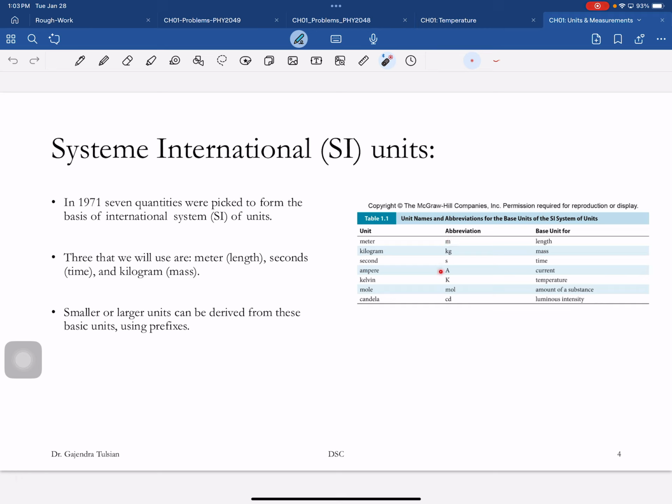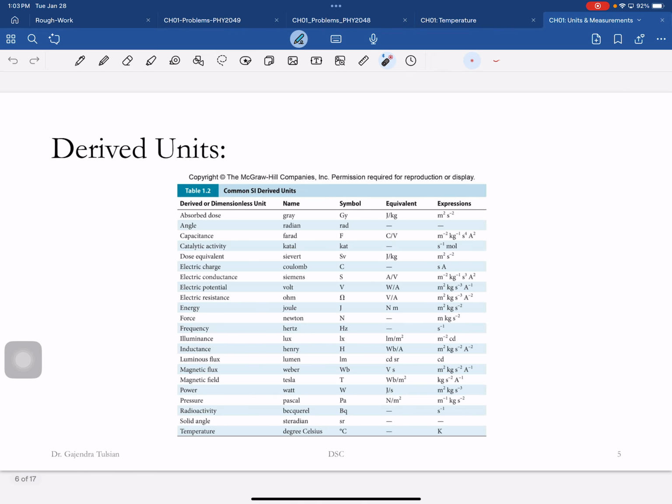Everything in science can be expressed in terms of these 7 units. The 3 we'll use are meters for length, seconds for time, and kilogram for mass. Smaller or larger units can be derived using prefixes. We'll come to that in a second. So here are some quantities that are measured in science, and you can see that all of those are measured using one of those 7 bricks.